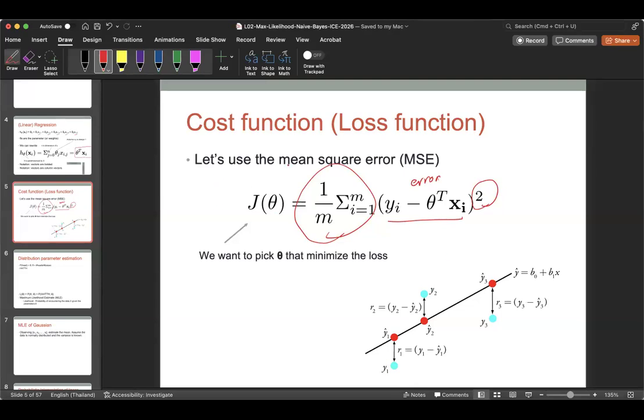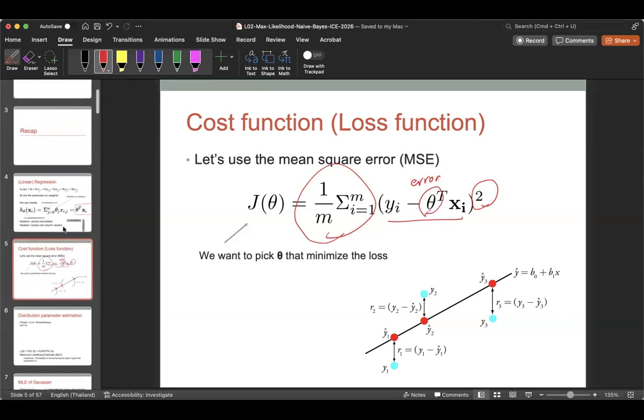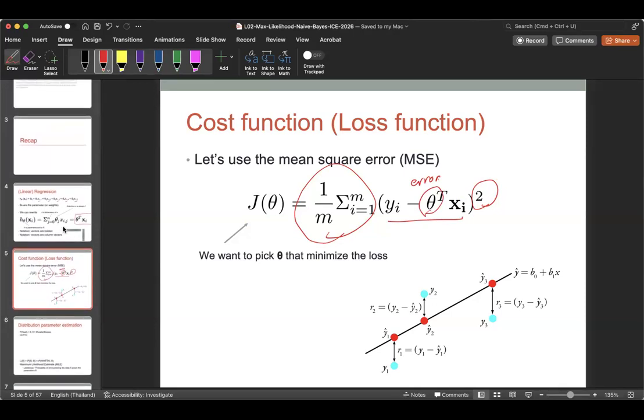And last time we used this loss function to find theta, and how we find theta is we do gradient descent, right? So that's from last time. We differentiate this loss function, and here's the gradient, and that's how we can train the model.